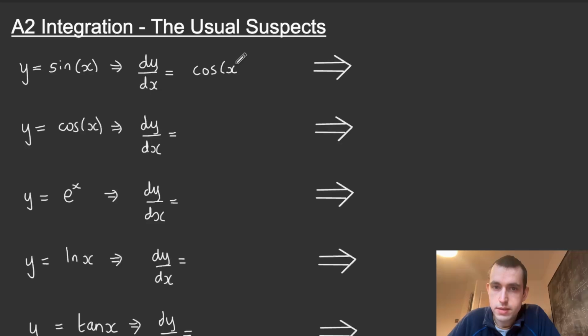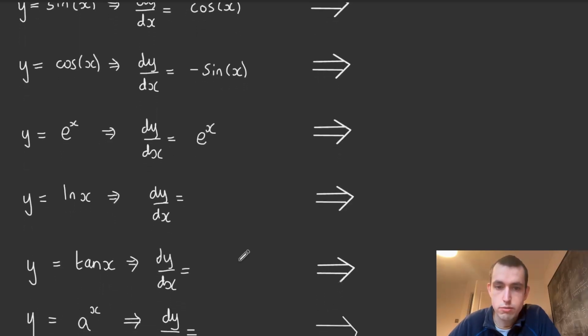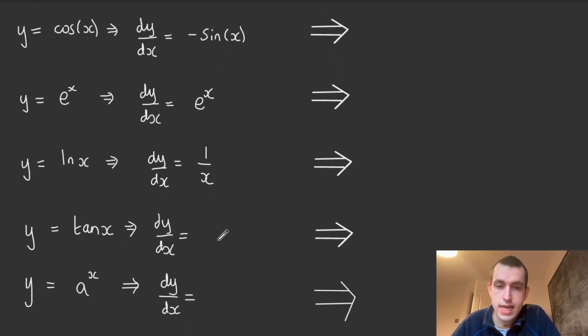cos x. If y is equal to cos x, then the derivative will be minus sine x. If y is equal to e to the x, the derivative will be e to the x, same thing. If y is equal to ln, natural logarithm of x, then the derivative will be 1 over x. If y is equal to tan x, the derivative will be sec squared x.